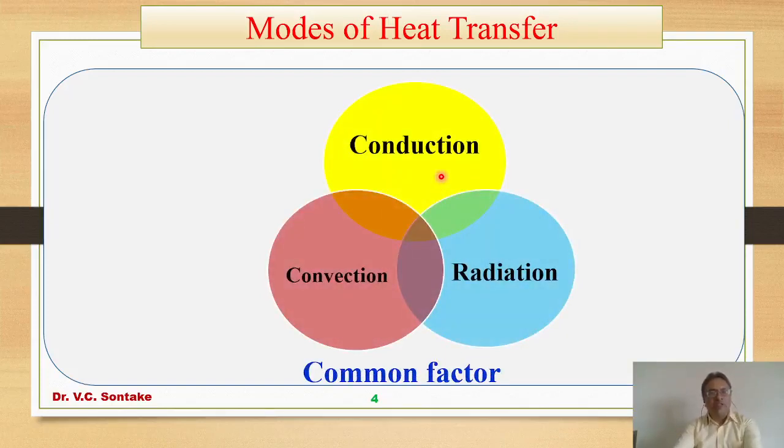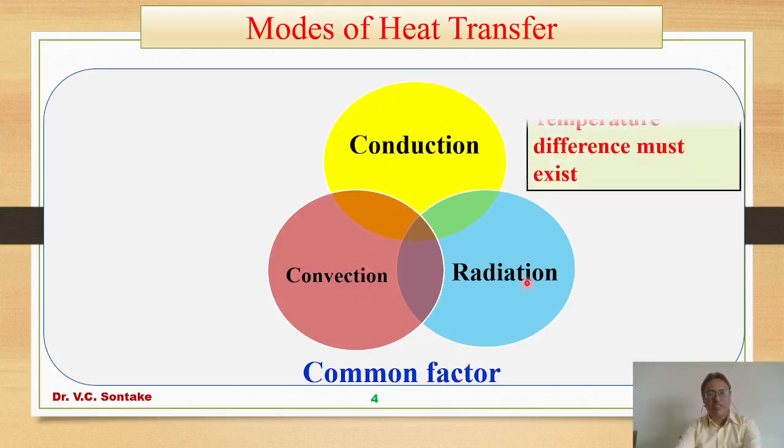The very first common factor between these three modes of heat transfer, that is conduction, convection and radiation, is that a temperature difference must exist between two different systems in order for heat transfer to take place by either conduction, convection or radiation. So the first common factor is that a temperature difference must exist.